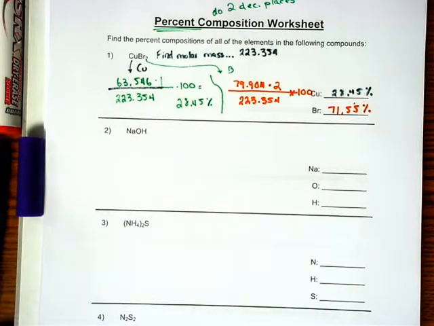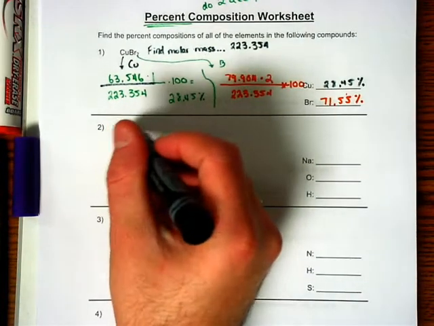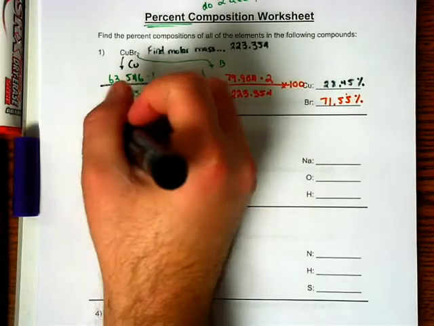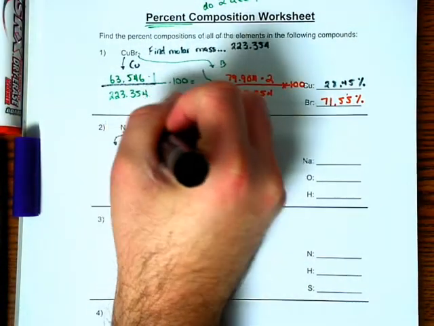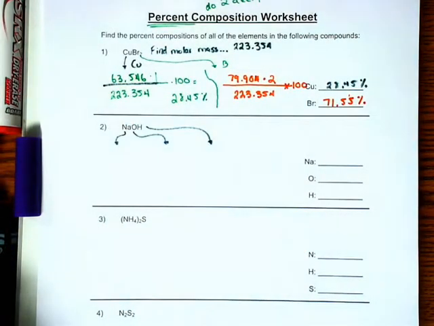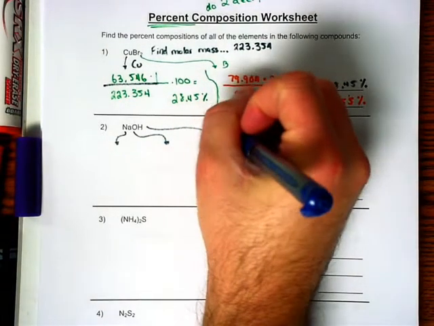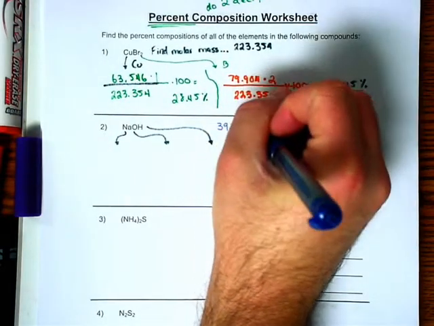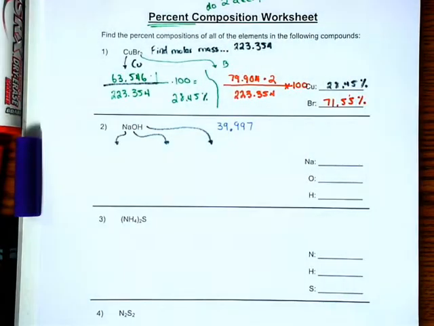Cool? Let's look at this next one together as well. You've got sodium, O, and then H. So I'm going to be doing 3 separate problems if we think about it. A problem for O, a problem for H, a problem for Na. And what do I always do first on these percent composition questions? Very good. So why don't you guys go find the molar mass of sodium hydroxide. 39.997. Yeah. Cool.